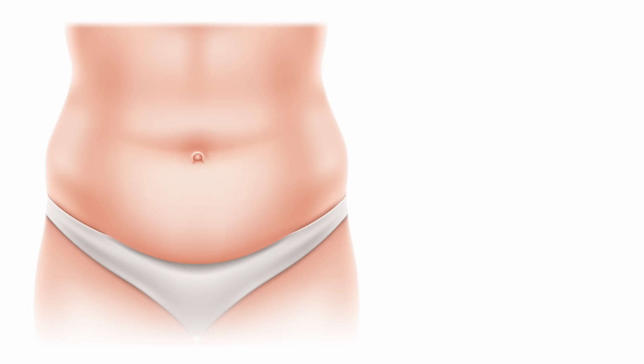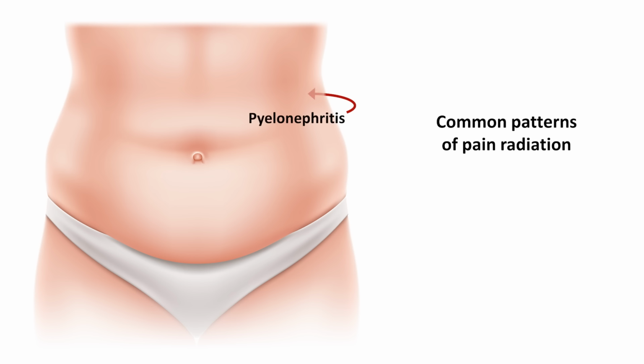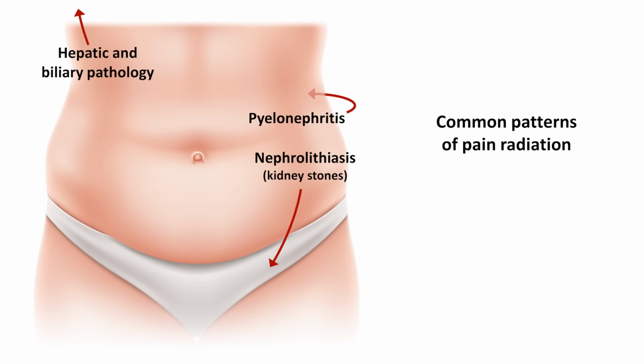Let's bring back the abdomen picture to make a few more points about location. Some etiologies of abdominal pain have common patterns of radiation. For example, pyelonephritis typically radiates around the flank to the lateral back, while nephrolithiasis radiates to the groin. Hepatic and biliary pathology often radiates to the right shoulder, and pain from pancreatitis and AAA can radiate straight backwards.